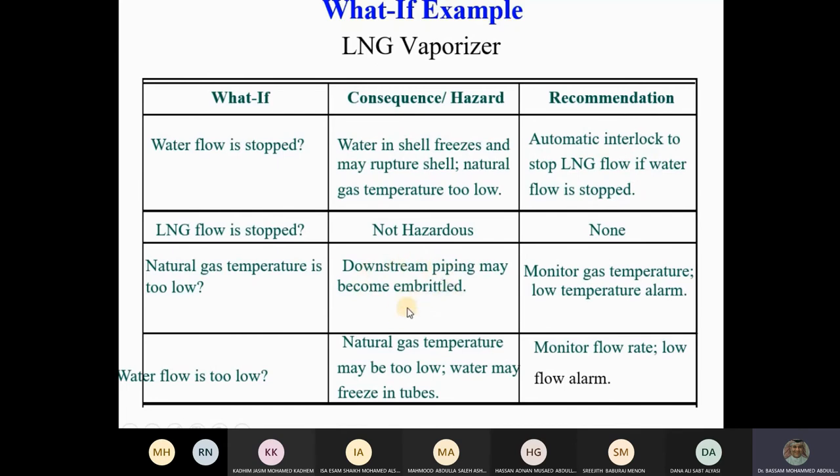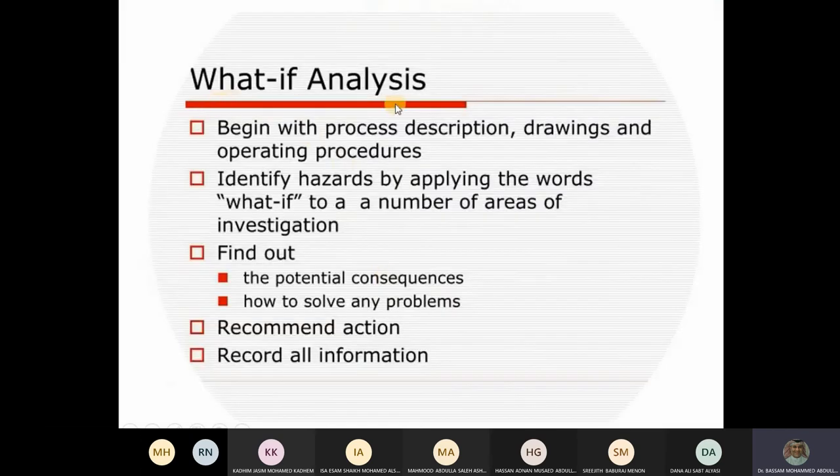Okay, and let's see what is the hazard here. Is there a hazard? Sometimes there's a hazard, sometimes there's no hazard, so you don't need to take any action. But if there's something like downstream piping may become brittle, you need to monitor the gas low temperature. Or for example, if the water flow is too low, the natural gas temperature may be too low as well. Water may freeze inside tubes. So you need an alarm to monitor the flow rate.